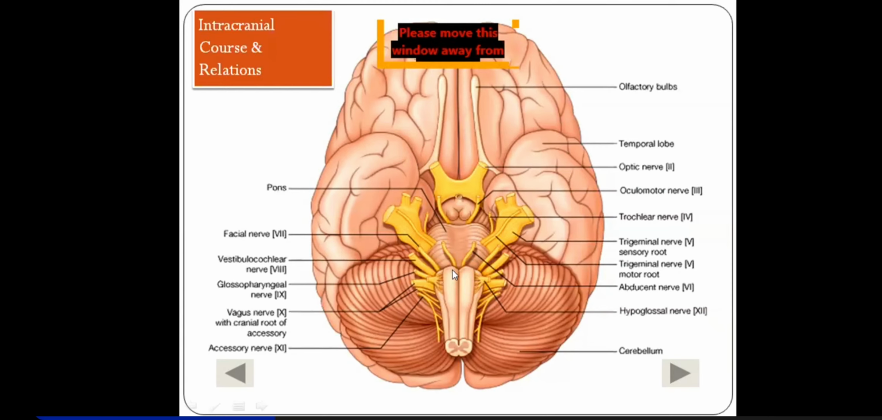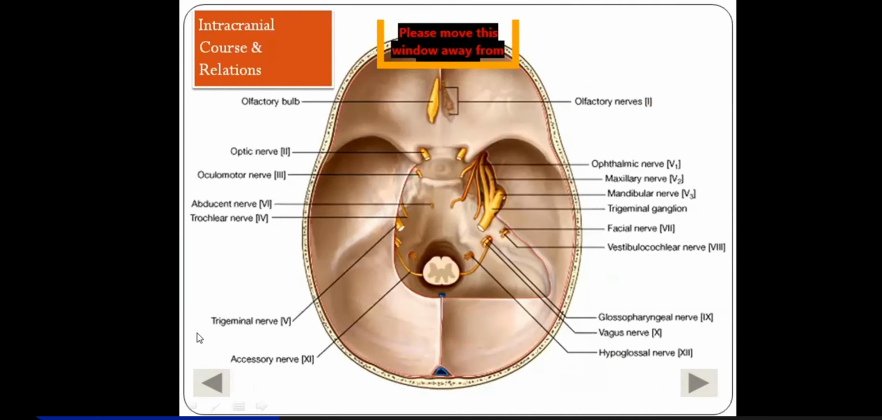Remember, abducent was emerging above the pyramids at the pontomedullary junction medially. Facial nerve will emerge above the olives. These are the anterolateral bulges on the upper portion of the medulla. These are the olives. So in the pontomedullary junction, laterally just above the olives, you find the facial nerve that emerges out from the pontomedullary junction. Okay, and lateral to that will be the vestibulocochlear nerve.